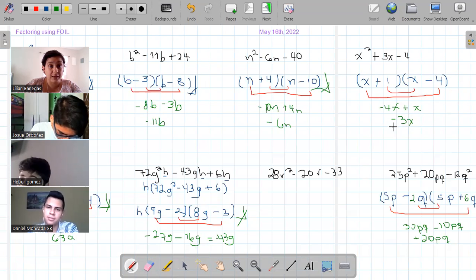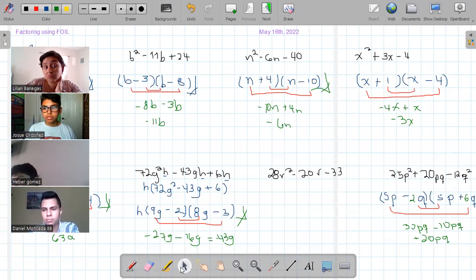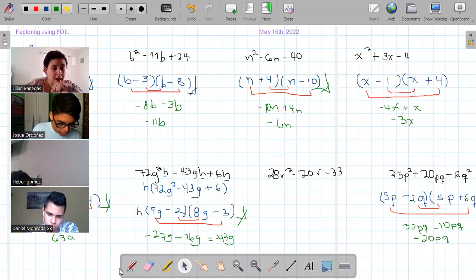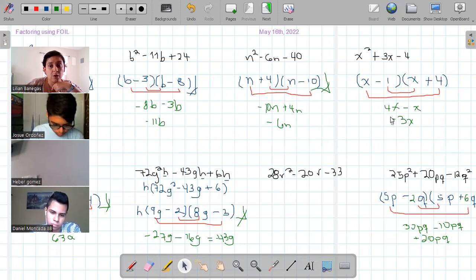Very good, negative 3x. Someone in the chat answered. Do I have negative 3x in the middle? Again, the signs are different. So I'm just going to change this positive to this part, and the negative goes to the first one. And now I can say that I have positive 4 and negative x. Therefore, my answer is positive 3x, which is the one that I have over here in the middle, and that will be my final answer.